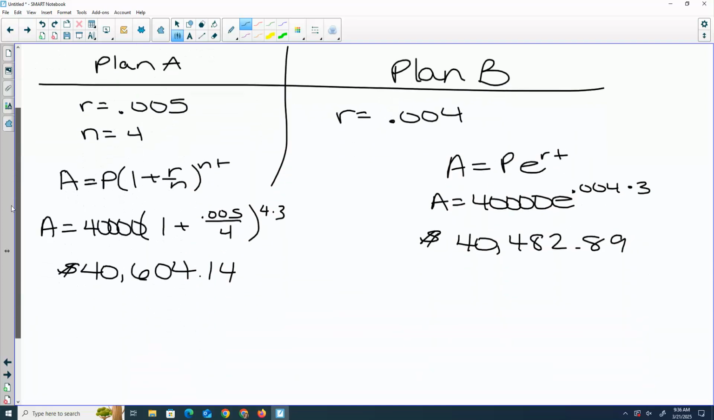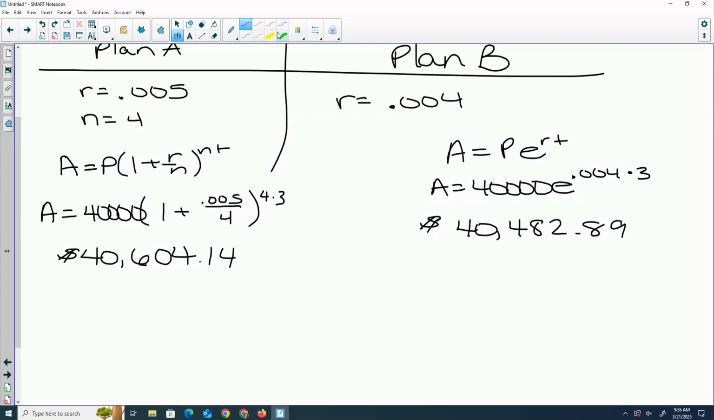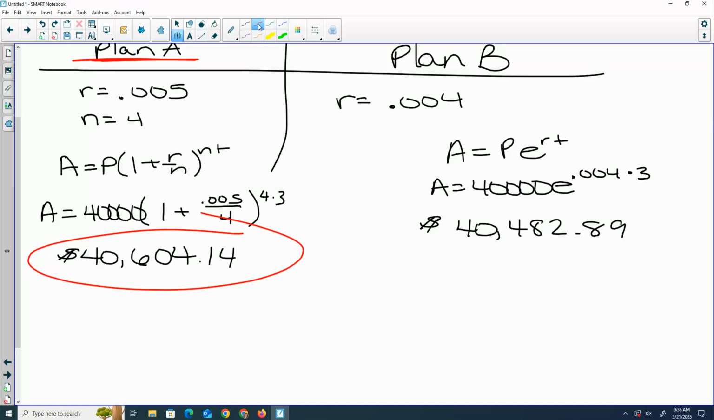If you're investing money, you want the most return you can get. Which one will give you more money at the end? Plan A. So Plan A is the better option. If I were taking out a loan, which one would I want? Plan B. If you're borrowing money, you want to pay back the smallest amount possible. So you have to think about the context of the problem there.